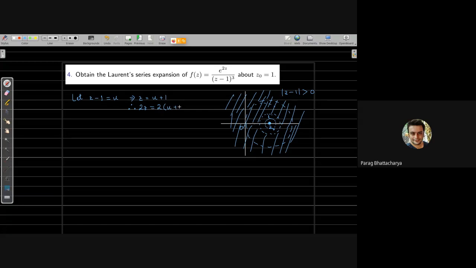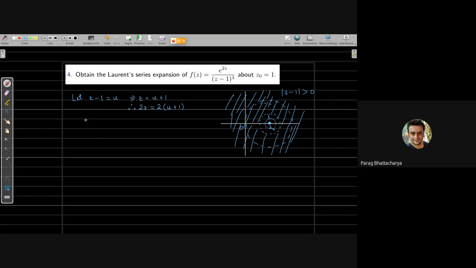Why are we making this substitution? It will become clear in a moment, because there is an advantage. We have e to the power twice z, and this e to the power twice z has a well-known Taylor series expansion, so you can utilize that fact. Okay, so twice z is this.